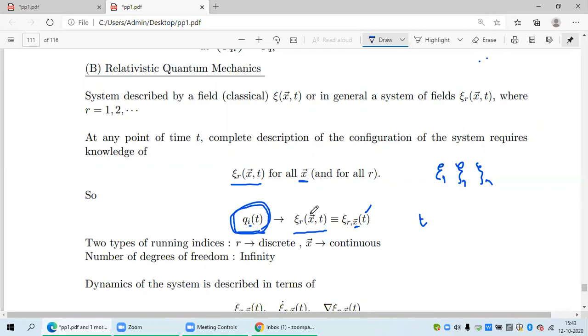In that sense, the position is treated as a parameter, but equivalent to the index i here. Is it clear? Question: why is it a parameter, to describe the configuration of a field? Why parameter, you said?